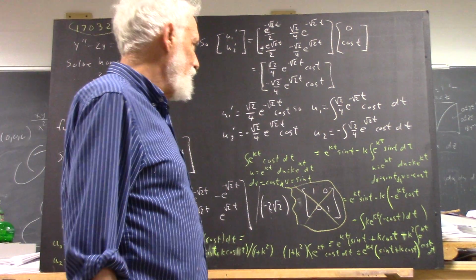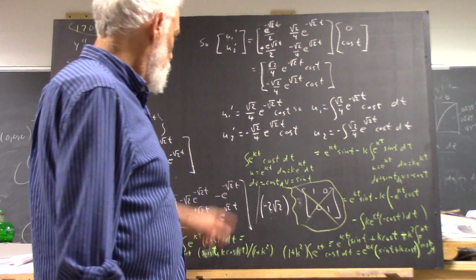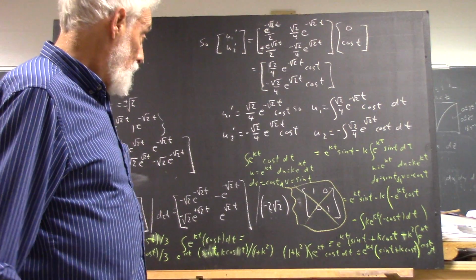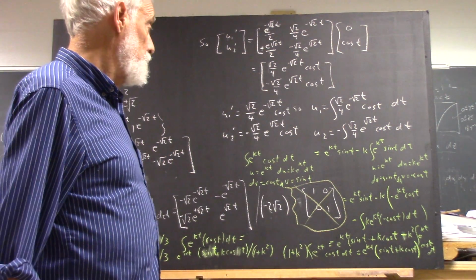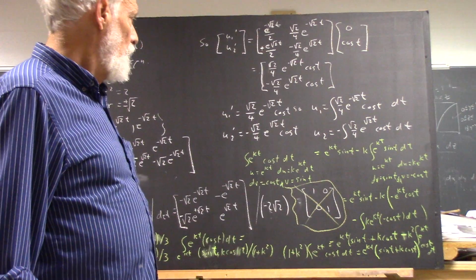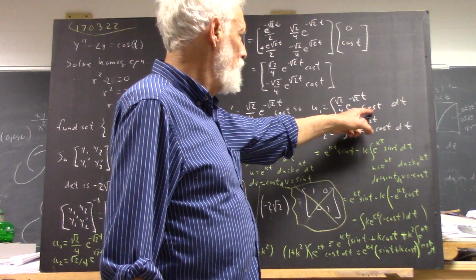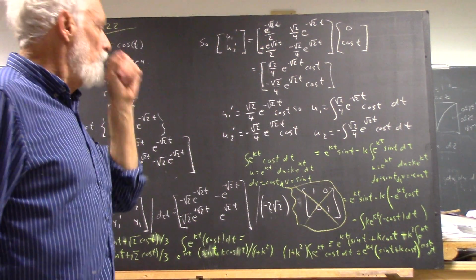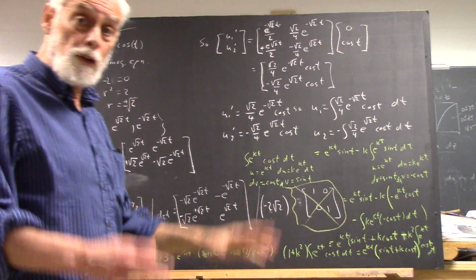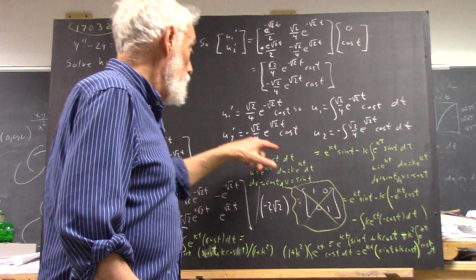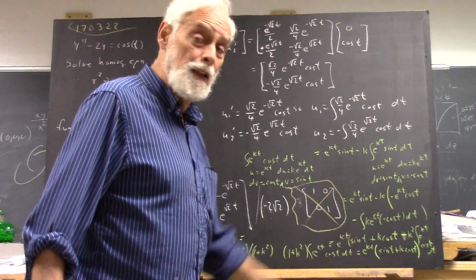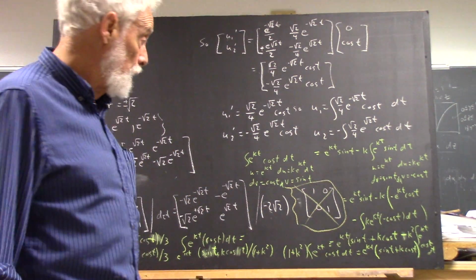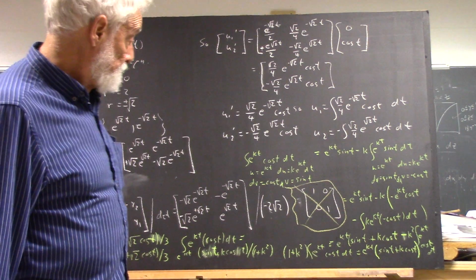First thing I did is I didn't actually integrate this. I integrated e to the kt times cosine t. Okay, and that's a straightforward integration by parts. Why do I do that? Well, because I have an e to the kt cosine t here and an e to the kt cosine t here. So both of these integrals are going to be instances of the integral of e to the kt cosine t. So why should I do two different integrals when I can do one and then just use the appropriate values of k to get the result?